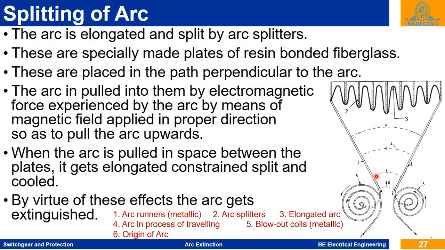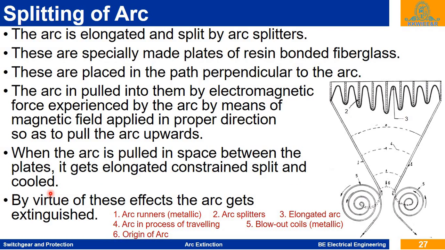Okay, and with the help of these metallic arc runners, this arc moves in the upward direction and elongates with the help of the arc splitter, so that the length of the arc increases. So the arc is pulled into the arc splitter by the electromagnetic force experienced by the arc, by means of the magnetic field applied in the upward direction so as to pull the arc upwards. When the arc is pulled into the space between the plates, it gets elongated, constrained, split and cooled.